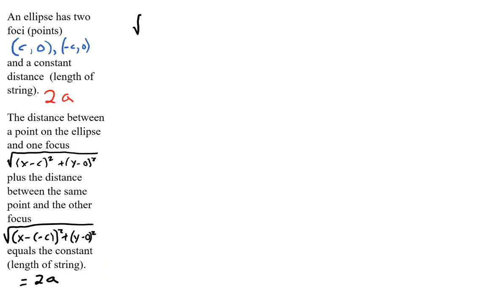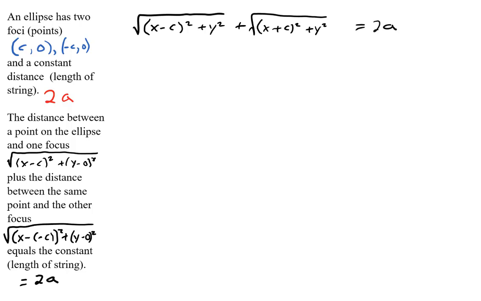So we'll take that up here and write it as an equation. The one distance plus the other distance equals 2a. This equation has two radicals in it, which is a bit of a mess. In order to clean it up, we need to get one radical by itself.